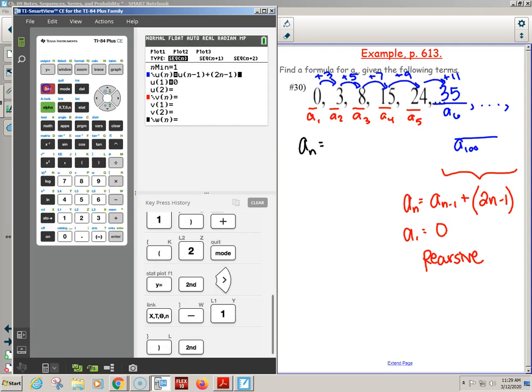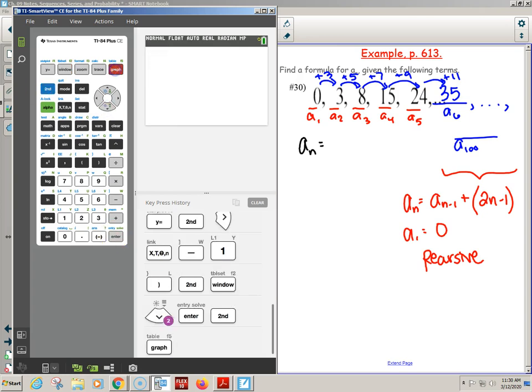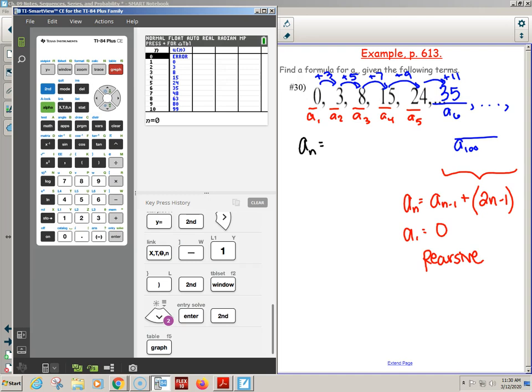Now, go to your table. Let's make sure everything works. 0, 1. Let's just do automatic. 0, 3, 8, 15, 24, 35, 48, 63, 80, 99. Could I just scroll to the 100th one if I really wanted to? Yes. Yeah? Is there a better way?